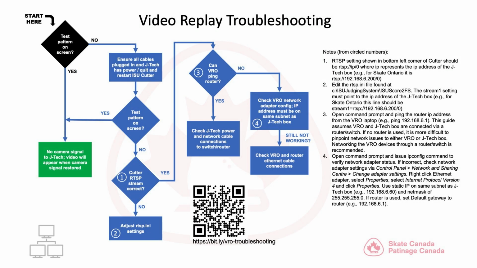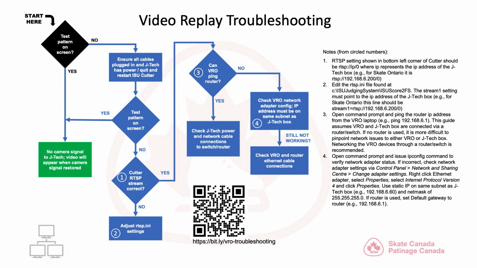I've prepared another downloadable troubleshooting flowchart that you might want to refer to if you're unable to obtain a video image on the video replay system. You can save a PDF copy of this flowchart by either scanning the QR code or using the download link provided below the QR code.